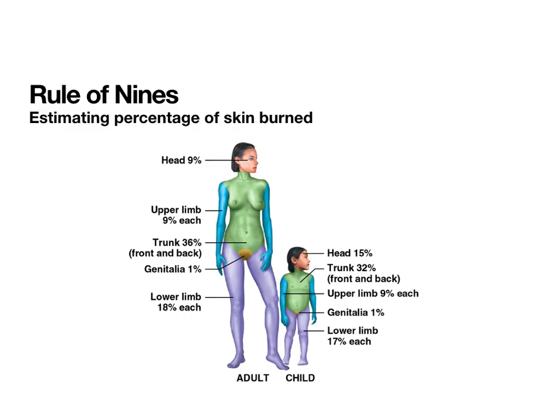Our genitalia is the only thing that doesn't follow that. It's 1%. And each lower limb is 18%. So theoretically, the upper part of the thigh, front and back, is 9%, and then the knee down to the toes is 9% as well. So, for testing purposes, just follow this diagram, understand and memorize that the head is 9, each upper limb is 9, the trunk is 36, the genitalia is 1, and each lower limb is 18.